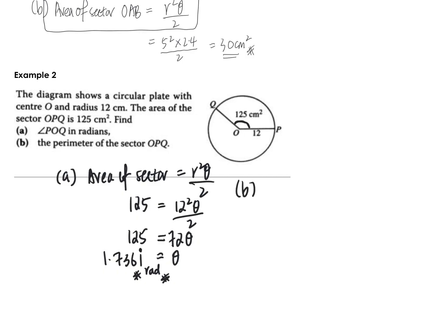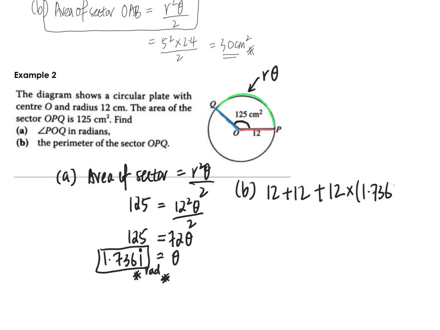Okay, perimeter of the sector means they want you to add this, and then add this. So what you can do is there's 2 radius there. So 12 plus 12 and then plus the arc length. Arc length is r times theta. So my radius is 12. My theta is this value here. So you will always be required to use your answer before that. Never round off. They say in radians.